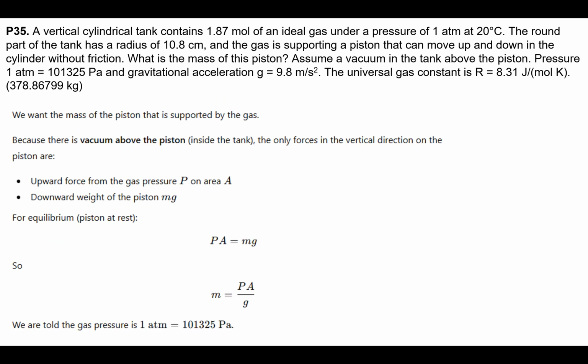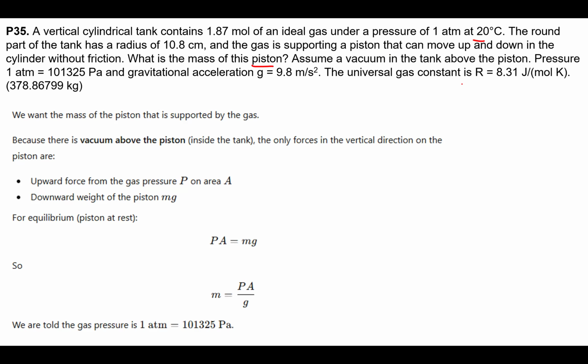A vertical cylindrical tank contains 1.87 mole of an ideal gas under pressure of 1 atm and at 20 degrees C. The round part of the tank has a radius of 10.8 and the gas is supporting a piston that can move up and down in the cylinder without friction. What is the mass of this piston?